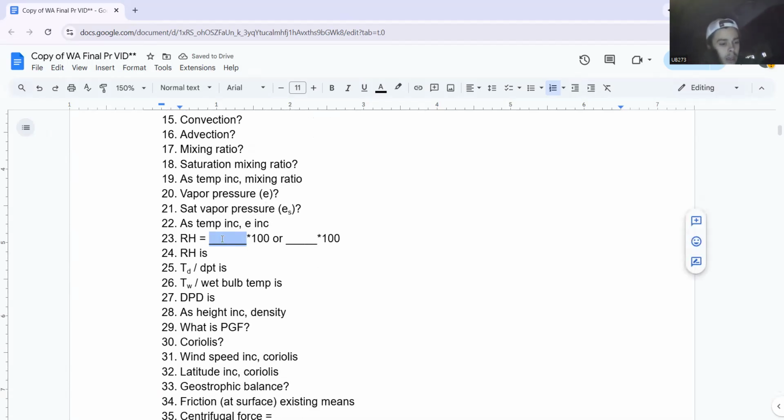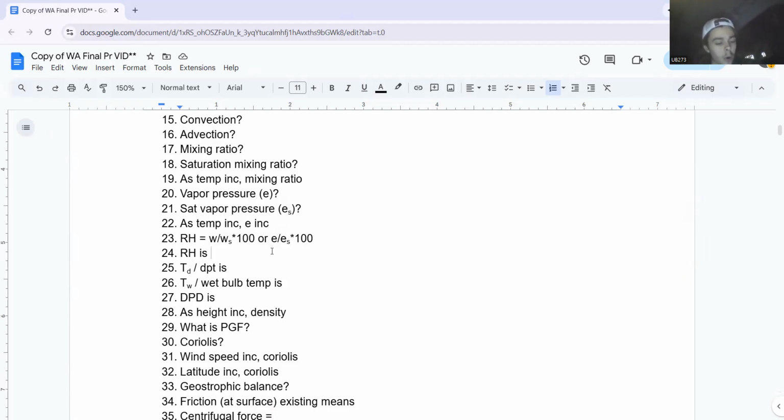Relative humidity can be measured as this ratio, or this times 100. And what it is, is the amount of water vapor there is compared to how much the air can hold. So if it's 100%, then that means that there is the maximum amount of vapor pressure or water vapor that the air can hold. Almost think of it as a percentage full of water vapor.